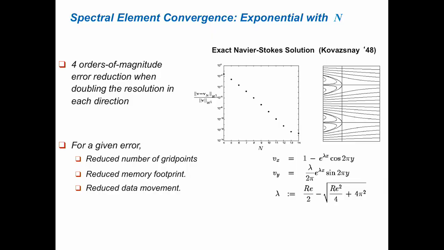So it has a favorable work constant. Okay, so here's the argument. These things converge exponentially fast. Here's an exact Navier-Stokes solution. This is a semi-log plot, so if you double the number of points in each direction here, we come down by 4 orders of magnitude, a factor of 10,000. If you had a second order method, you'd come down by a factor of 4. All right, so hugely qualitatively different.